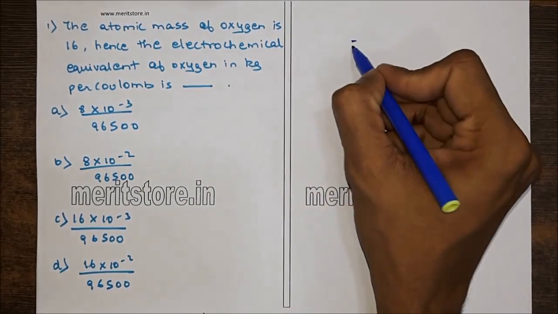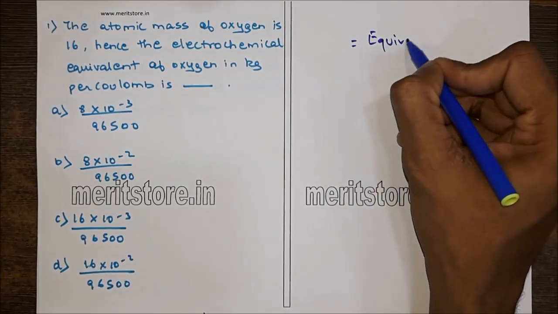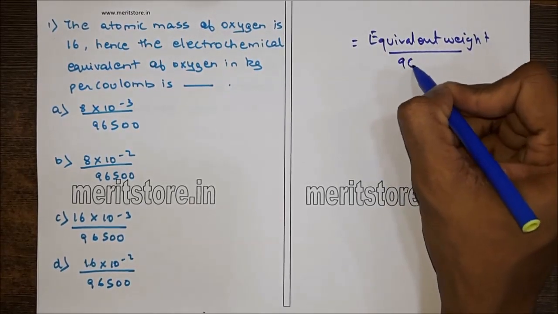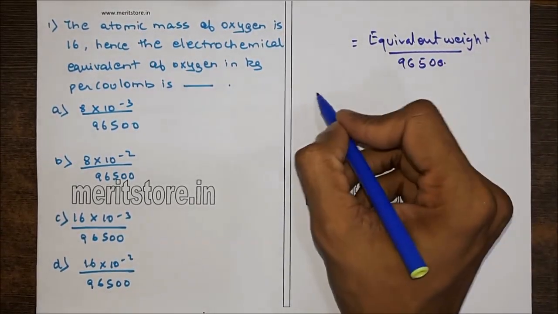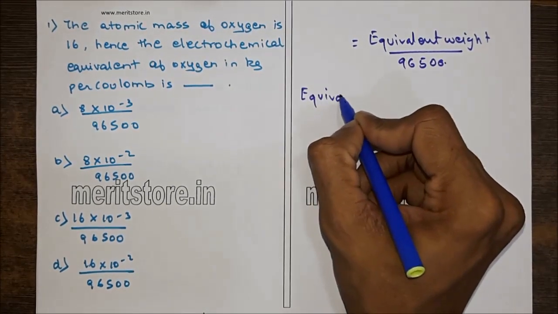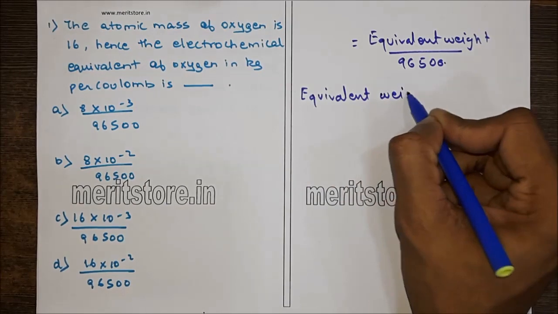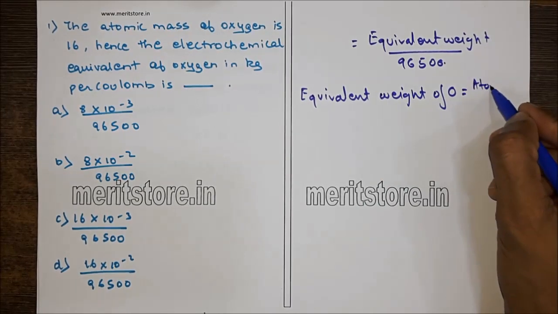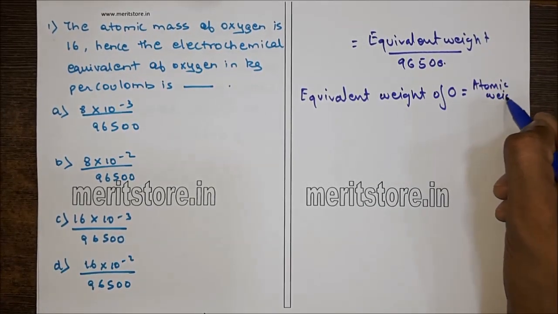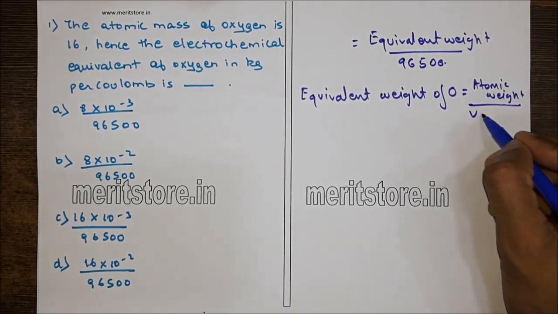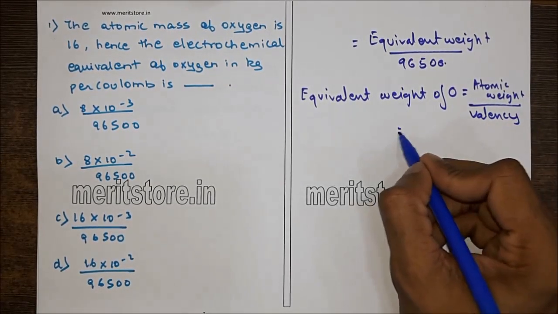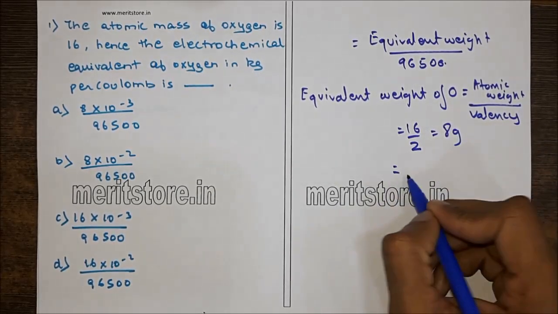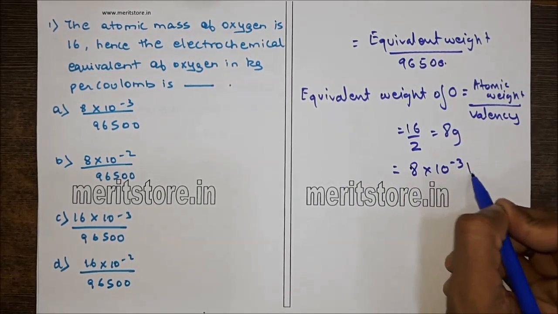Electrochemical equivalent is given as equivalent weight upon 96,500. So, equivalent weight of oxygen is given as equal to atomic weight upon valency, which is equal to 16 by 2, which we get as 8 grams, which can be converted into kilograms, that is 8 into 10 raised to minus 3 kg.